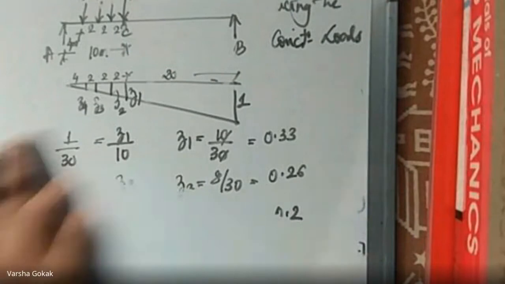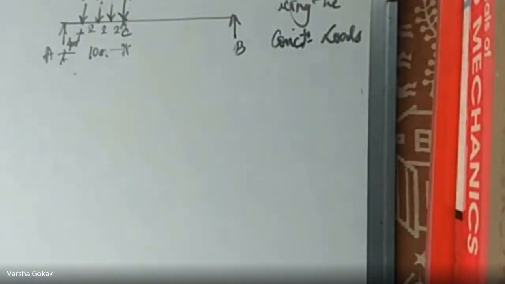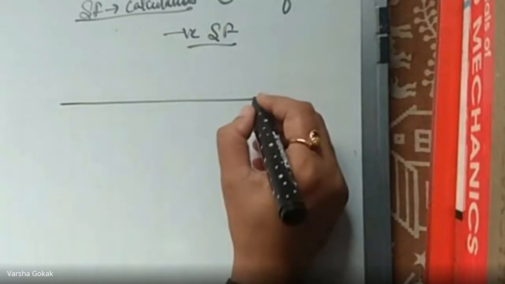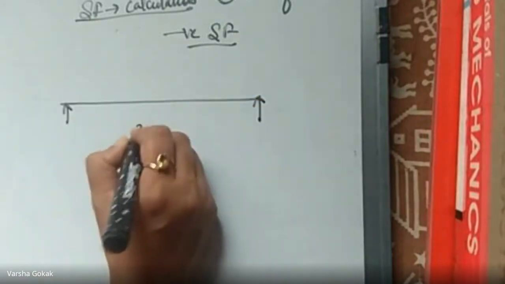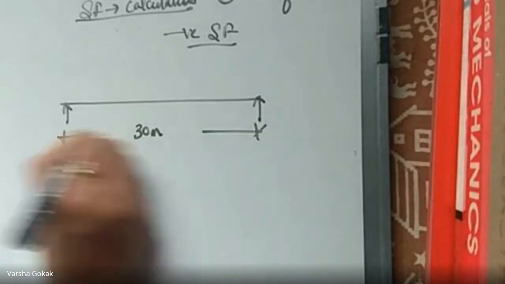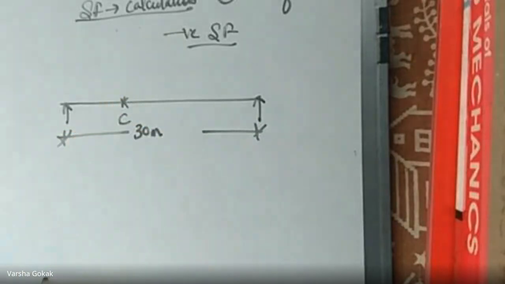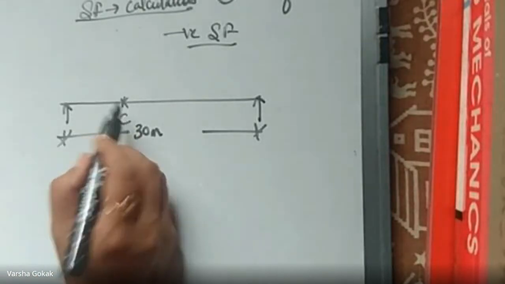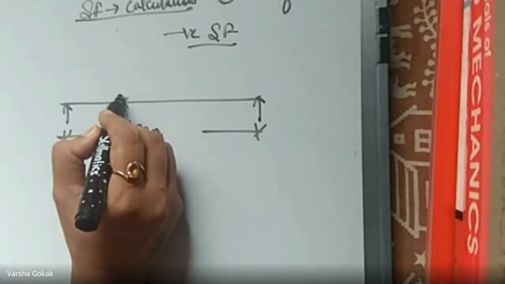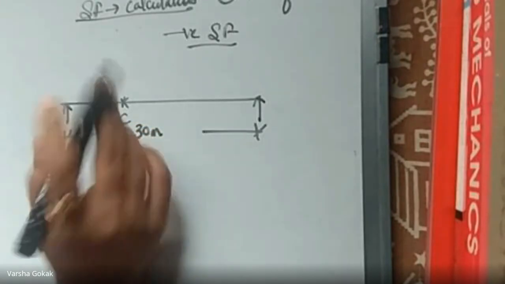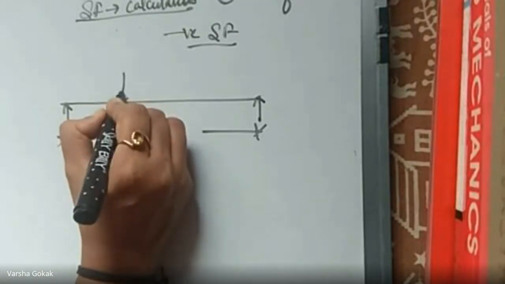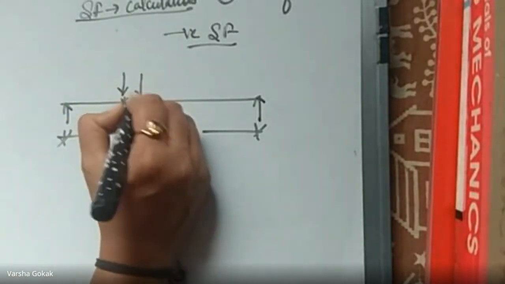Now tell me how you will do for maximum positive shear force. If I ask you to do for maximum positive shear force, the load placing will change now. Then your positive figure will come into picture. So load placing would be: this is your beam of 30 meters and this is the point C where I have to calculate the maximum negative and positive shear force. When I was doing negative, I placed the first load here and the train followed like this. Now when I'm doing for positive shear force, the last load comes over here followed by the other loads.